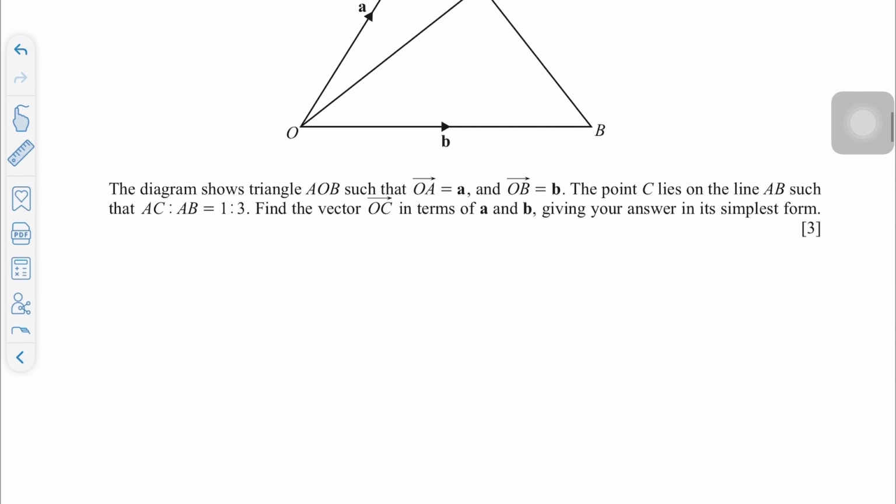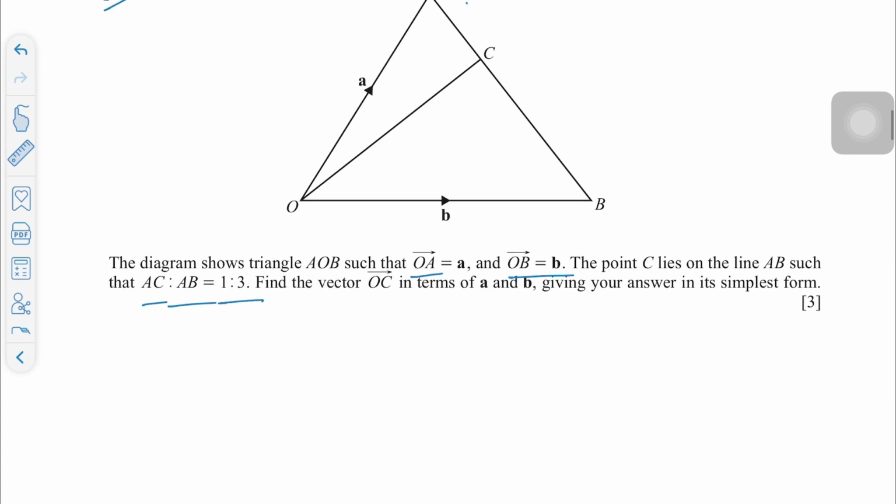So we are given OA as A, OB as B, and we have AC and AB as 1:3. So this is basically 1, and this is basically 2 parts. Find the vector OC in terms of A and B, giving your answer in the simplest form.